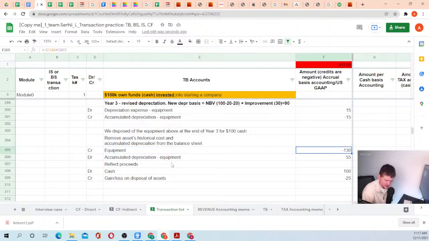We remove the cost of the assets sold from the equipment list. We remove accumulated depreciation for that piece of equipment. We record the proceeds, and our gain or loss will be the balancing amount for that number. So our total entry nets off to 0.